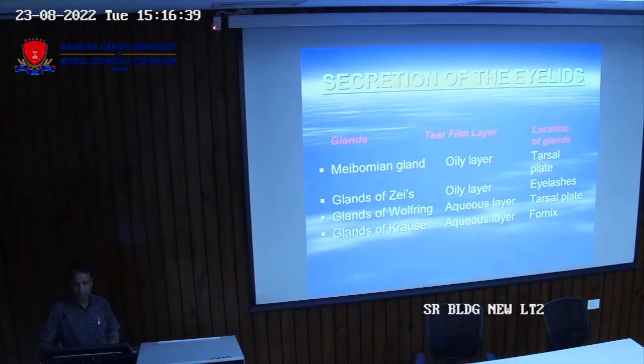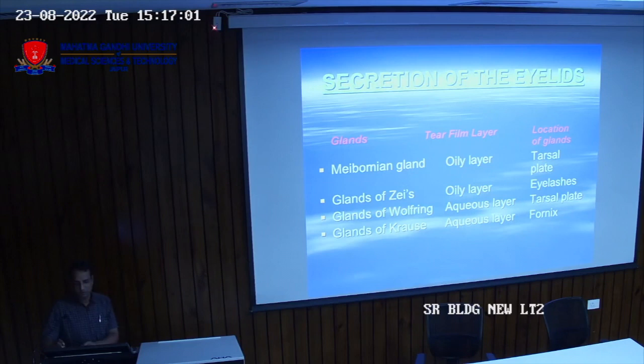Can anyone tell me the nerve supply of LPS and orbicularis oculi? What is the nerve supply of orbicularis oculi? Facial nerve. And LPS? The oculomotor nerve, which is the third cranial nerve.